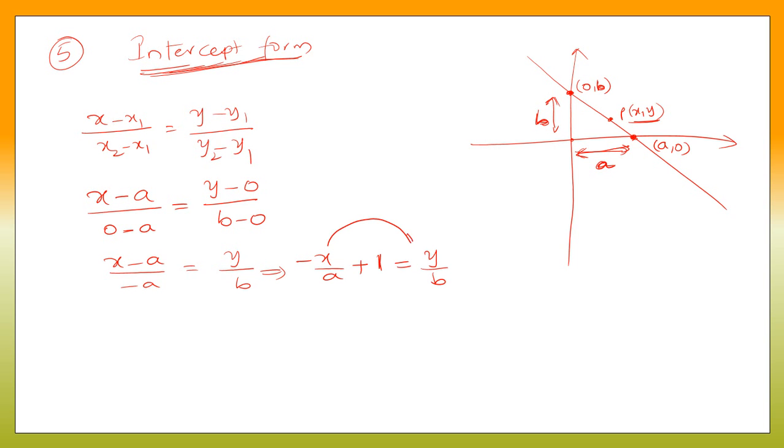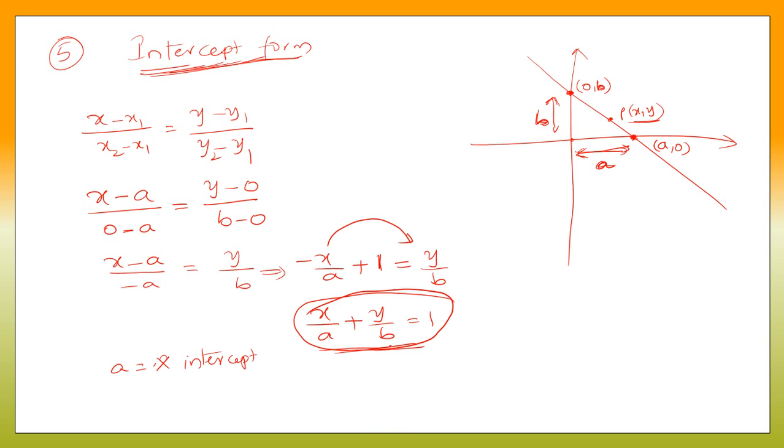When I transpose this minus x by a, this becomes x by a plus y by b is equal to 1. x by a plus y by b is equal to 1. This is nothing but my intercept form, x by a plus y by b is equal to 1, where a is the x intercept and b is the y intercept. So when intercepts are given, we can make use of the intercept form, right?